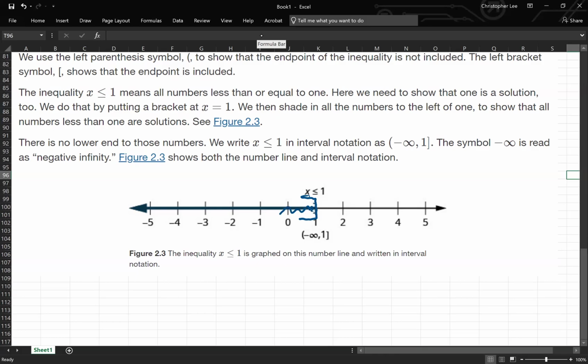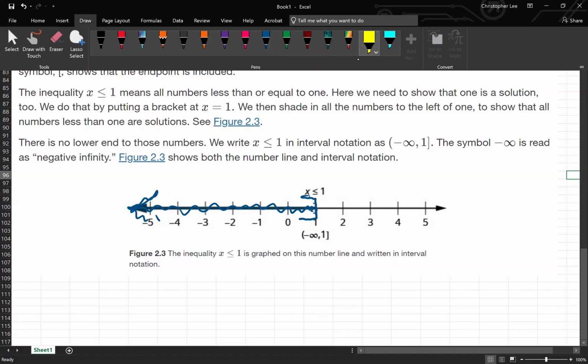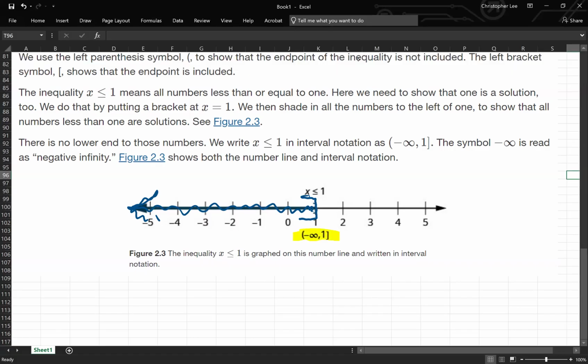And I want to shade all my numbers to the left. That's how I do the graph of it. And then my interval notation is going to be open parenthesis, negative infinity, comma, 1, square bracket around the 1 because I'm including 1. So I want 1, 0, -1, all the numbers going down. Questions on this? It's good? All right.